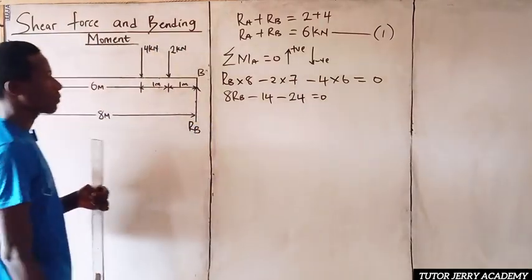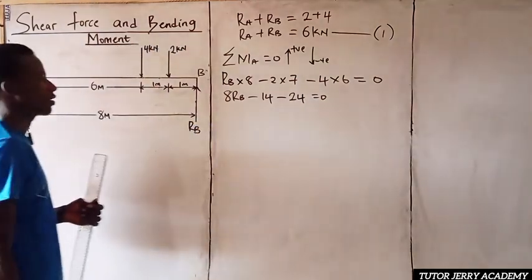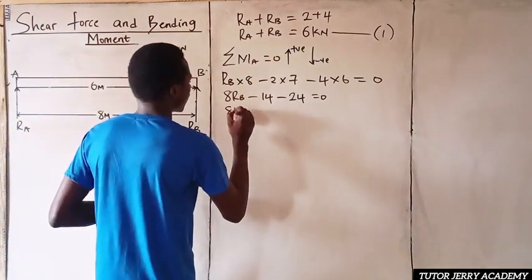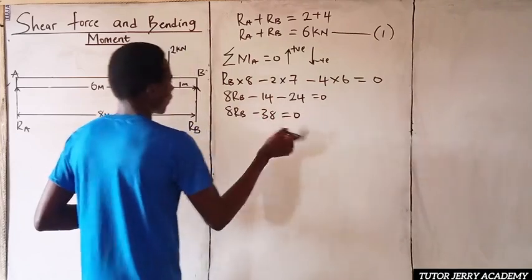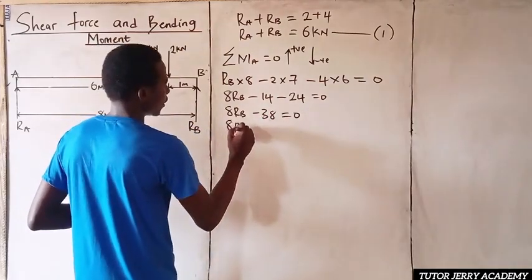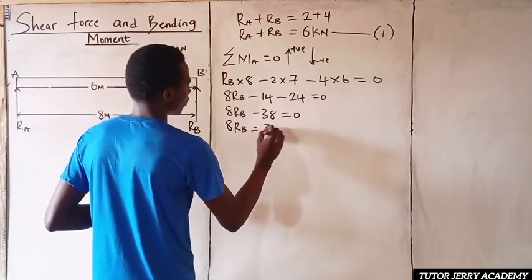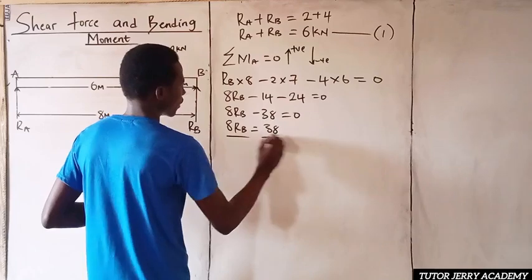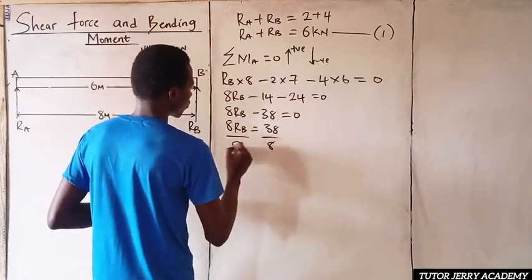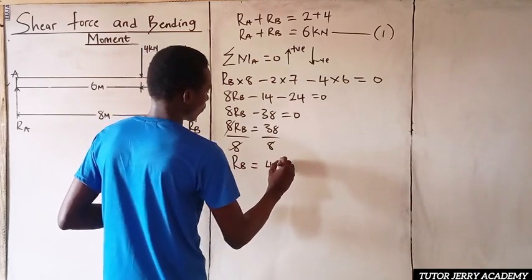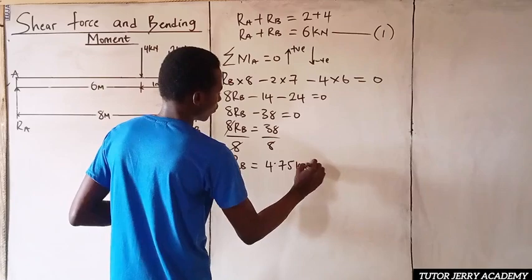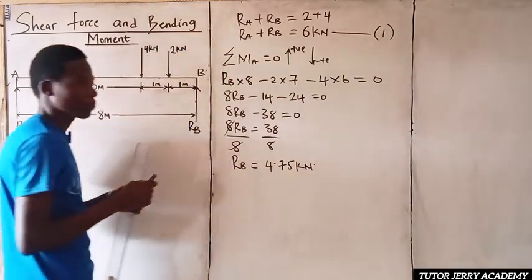Minus 14 minus 24 is 38. So we have 8 RB minus 38 equals 0. If I take 38 to the other side, I have 8 RB equals 38. If I divide both sides by 8, 8 will go with 8. My RB will equal 4.75 kilonewton. I hope you get that.